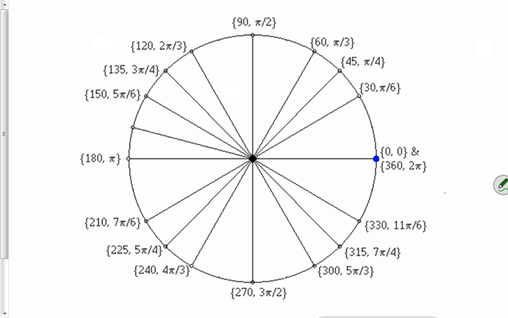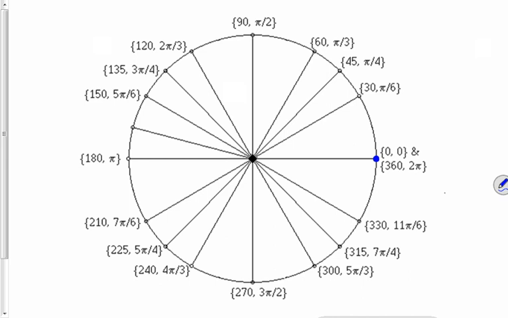Now let's go by 60-degree increments. Pi over 3, 2 pi over 3, 3 pi over 3, which reduces to pi, 4 pi over 3, 5 pi over 3, 6 pi over 3, which reduces to 2 pi.